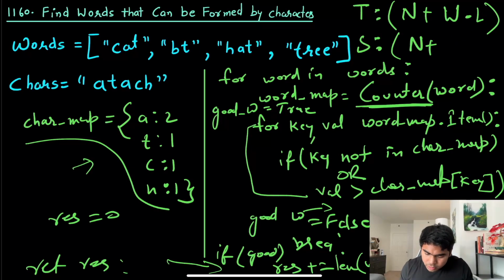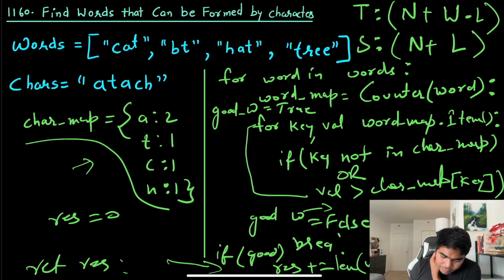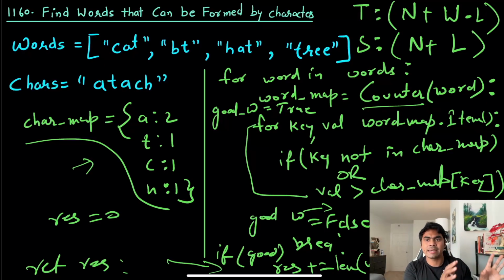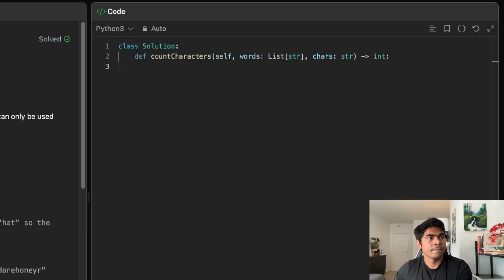Not W, actually it's L, because at max you will be storing this word. You are reusing, you're not creating and leaving it there, so you are reutilizing. So this will be N plus L. All right, that's all. Let's code up our solution.